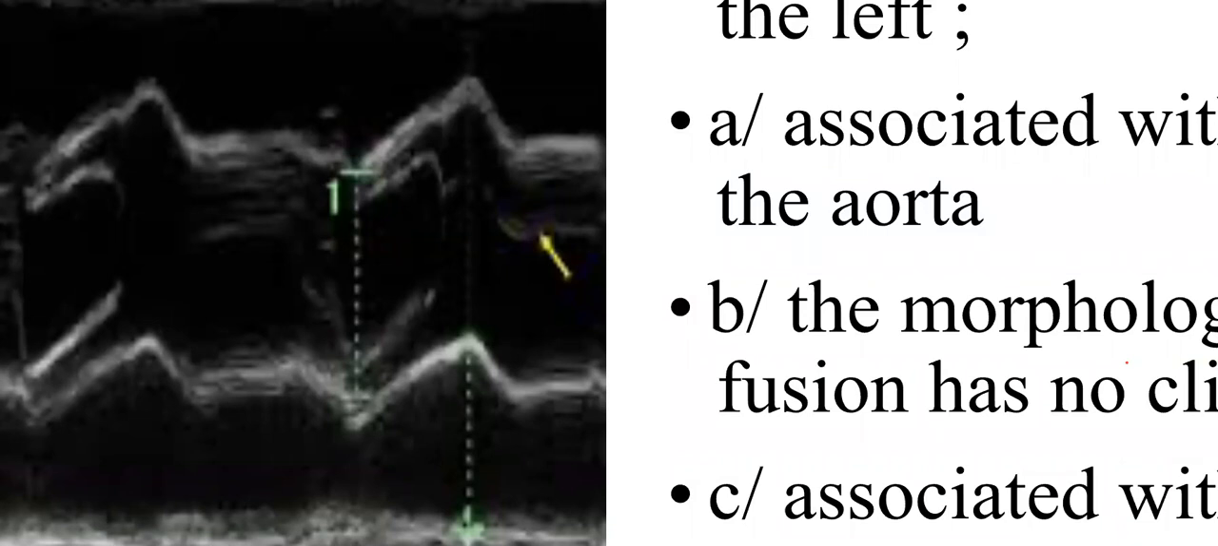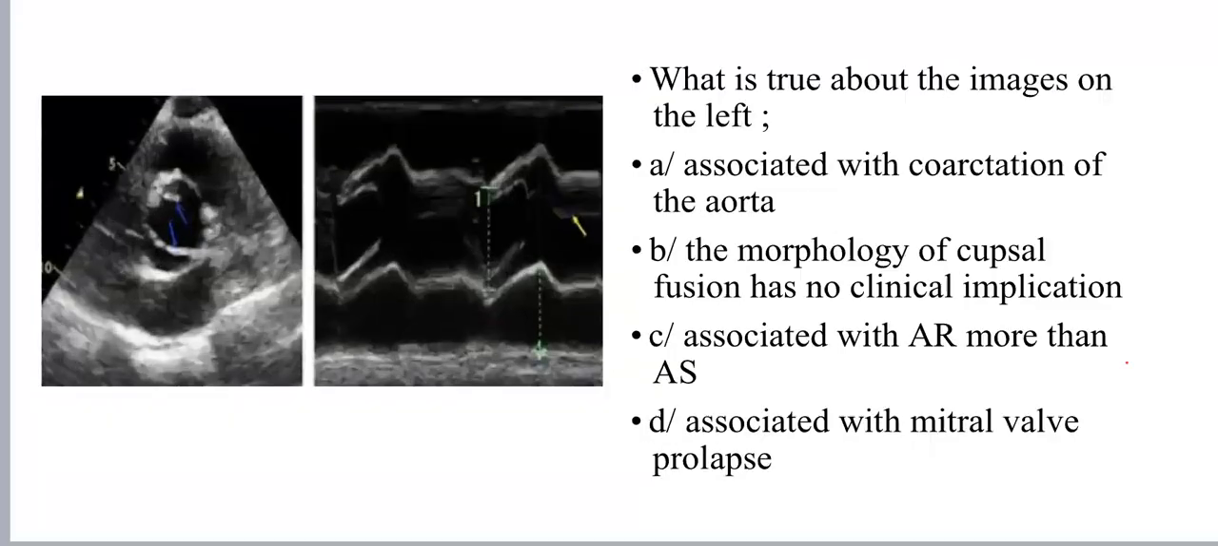Okay, now we said that it is associated with coarctation. What about B? Why is B wrong? The morphology of cuspal fusion has no clinical implication. So it means it has a clinical implication. What is that clinical implication? And by that I mean, now you can get fusion of left and right, left and non-coronary, right and non-coronary. You have different combinations of cuspal fusion. Will that have any impact on the clinical course of bicuspid disease? Yes, it does. How?